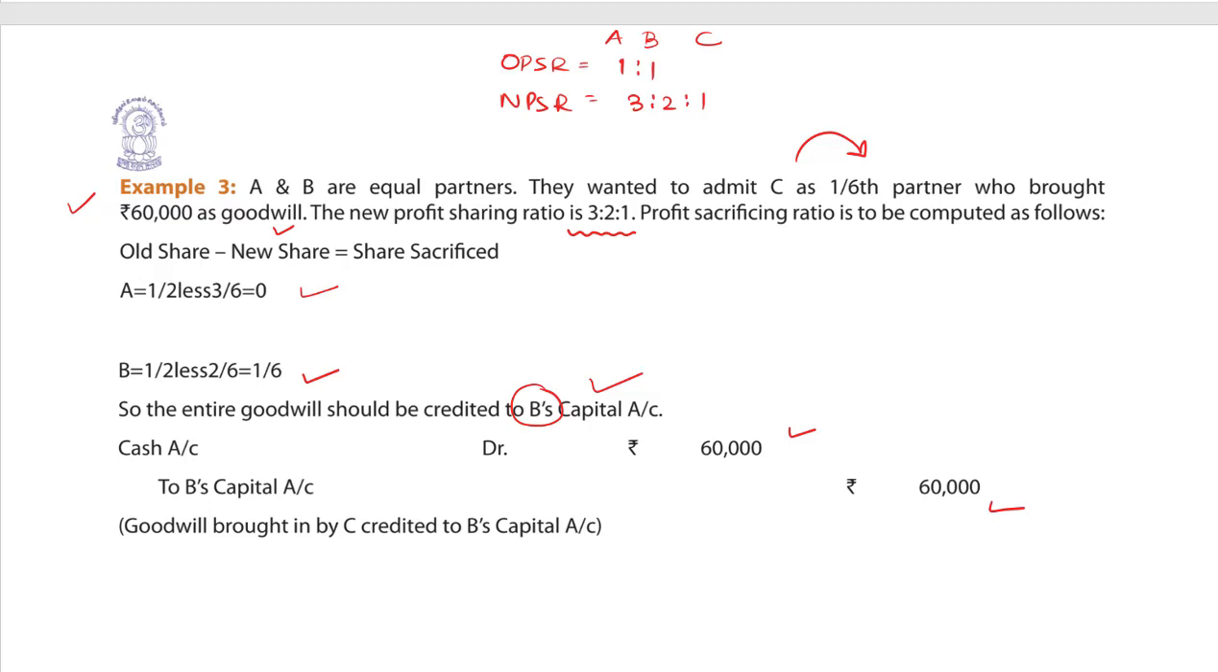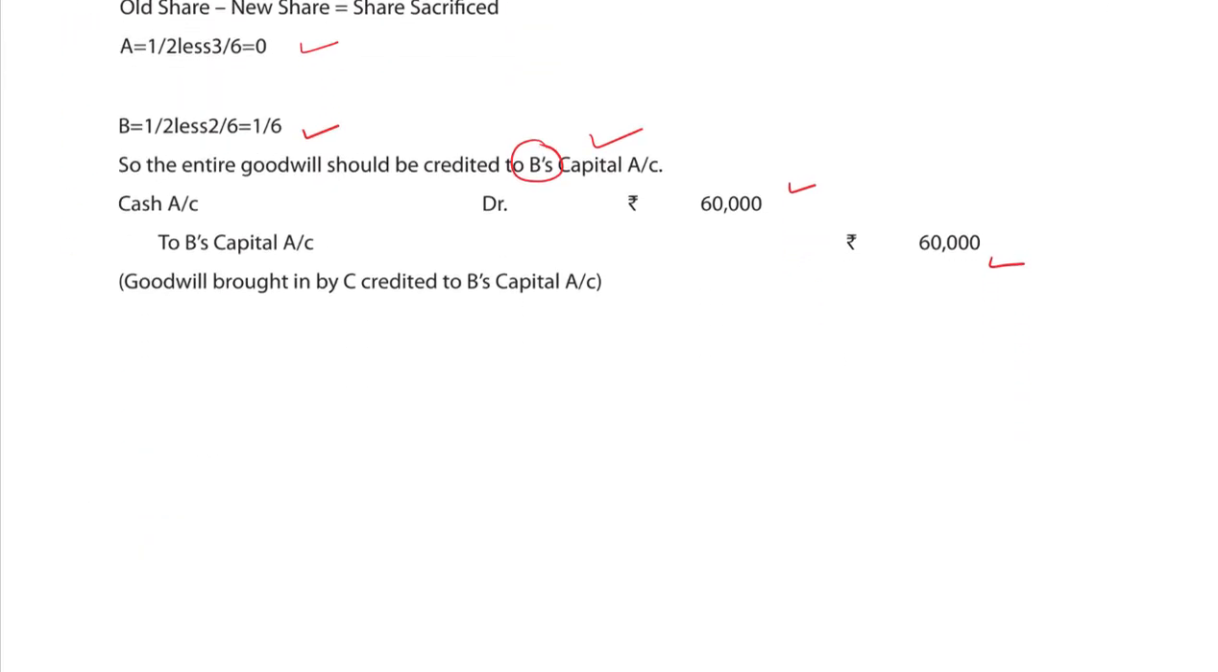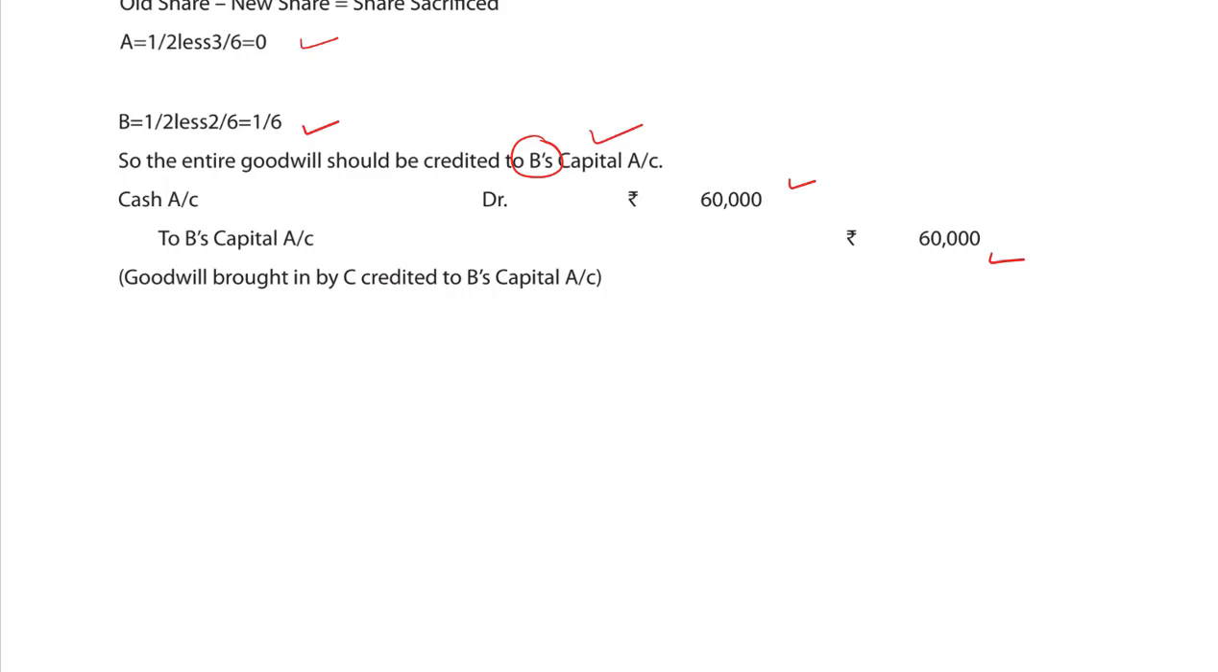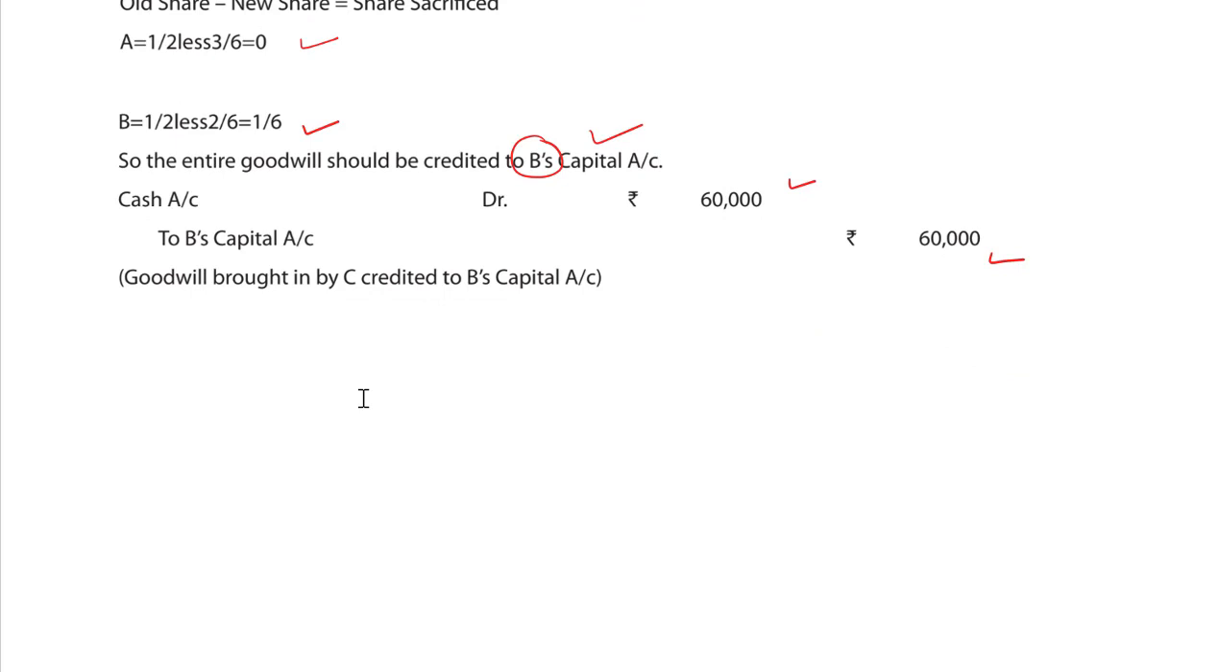I believe you understood. So basically what will happen when C brings 60,000 as goodwill, that goodwill is to be credited to B's capital account entirely. Let us move ahead.